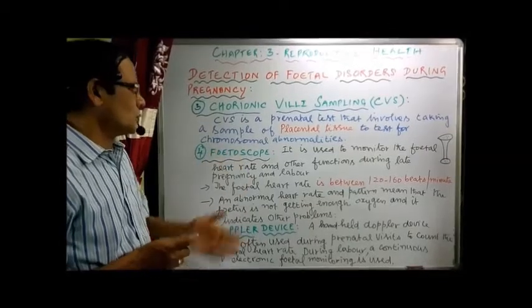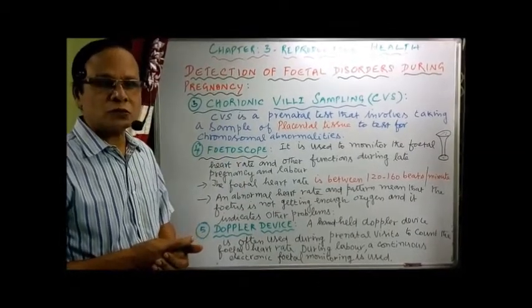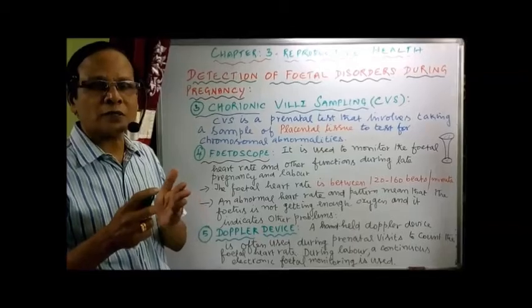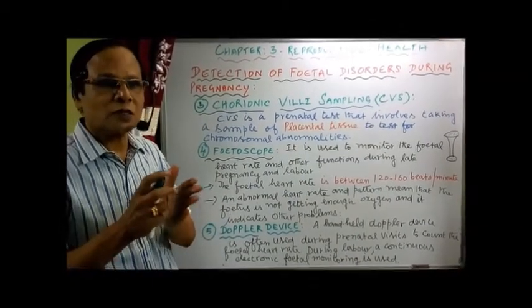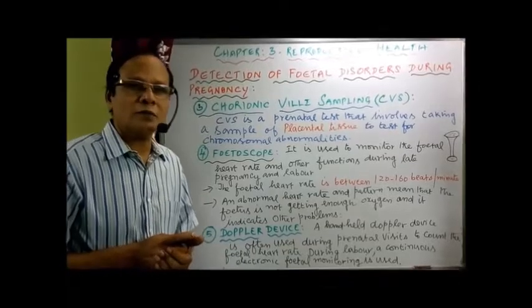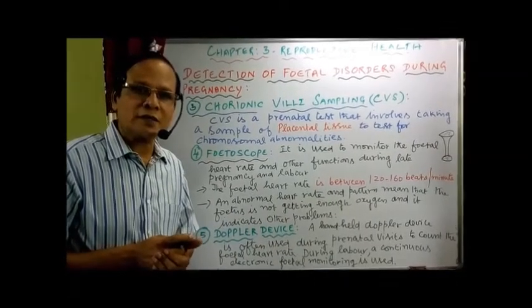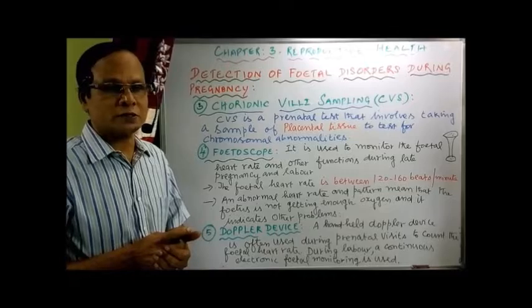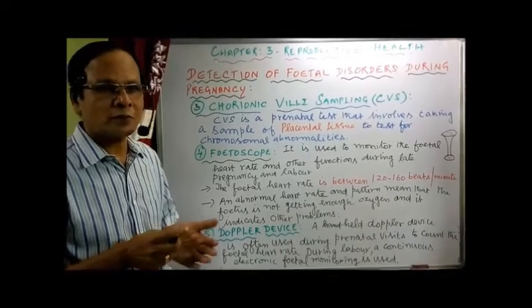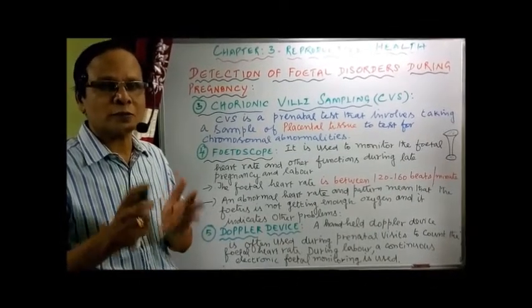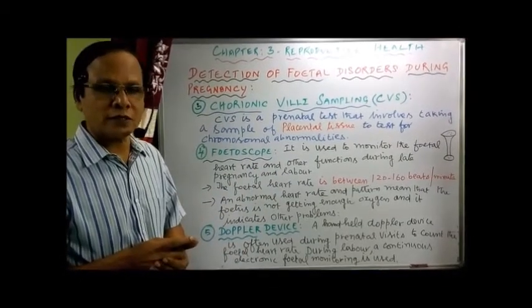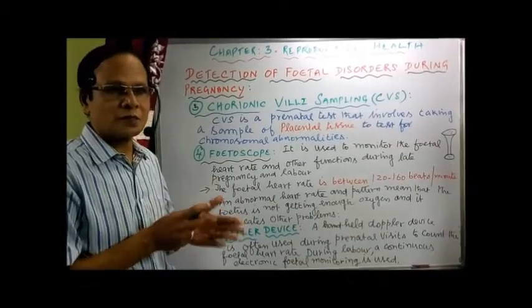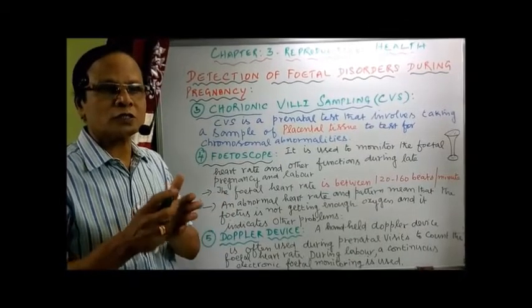Now what is a fetoscope? Normally it is used to monitor the fetal heartbeat rate during late pregnancy as well as during labor. The rate of heartbeat in the fetus is always higher than that of a normal person. In a normal woman or man, you have 72 beats per minute. But in the case of the fetus, the heart rate lies between 120 and 160 beats per minute.